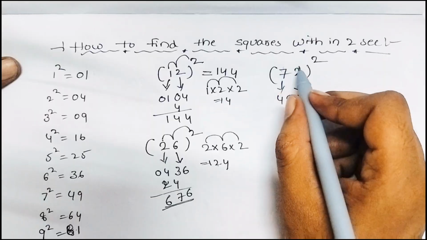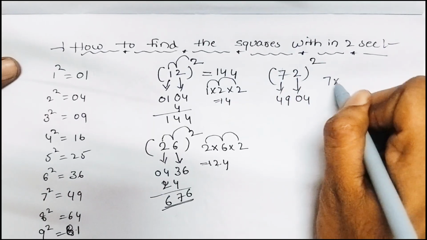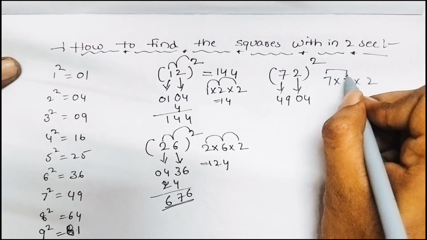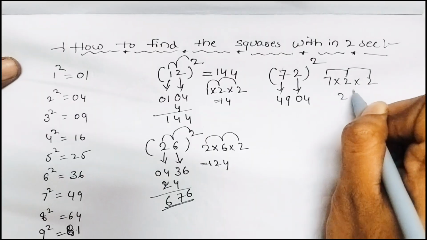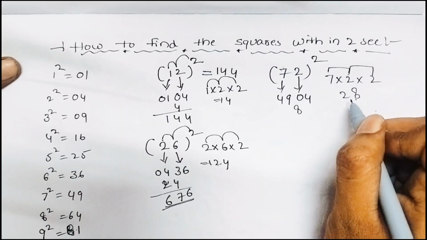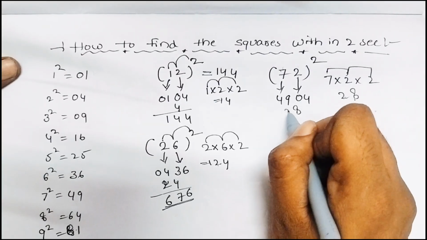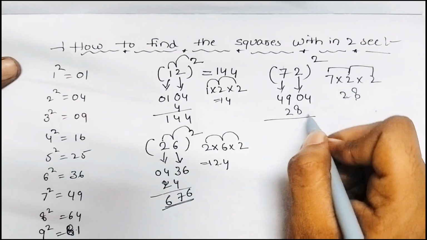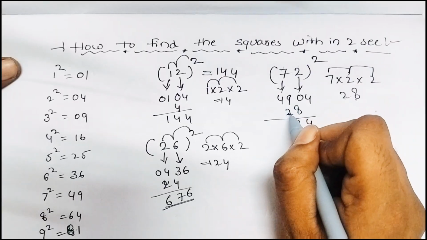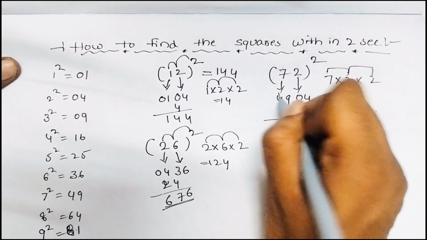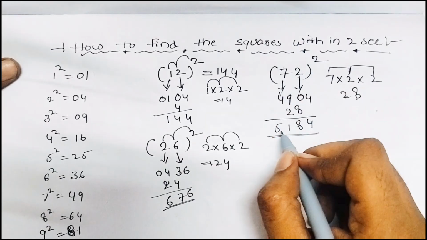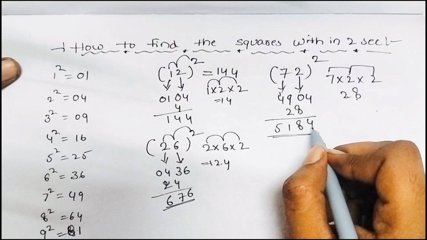We take the product of these numbers, that is 7 into 2 into 2. 7 twos are 14, and 14 twos are 28. 8 is written in the tens place and 2 in the hundreds place, and we add them: 4, 0 plus 8 is 8, 9 plus 2 is 11, and 4 plus 1 is 5. This is 72 square, 5184.